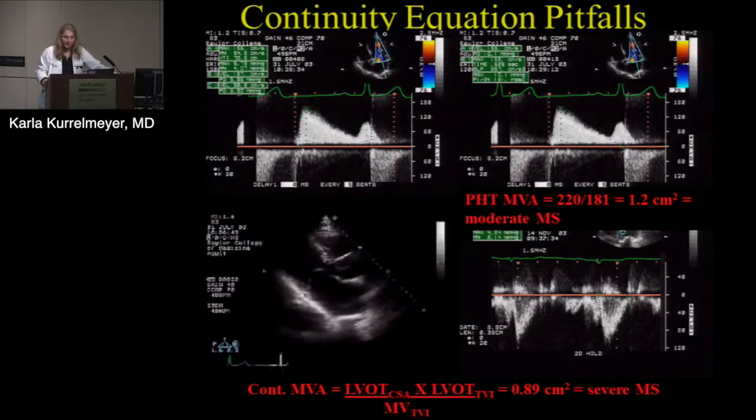So this is one for Mohammed. This is a patient, and you can see that we calculated the mitral valve area using pressure halftime here, 1.2 centimeters squared, moderate MS, and then we went and did the continuity equation and came out to be 0.89 centimeters squared, severe MS. What's going on here?